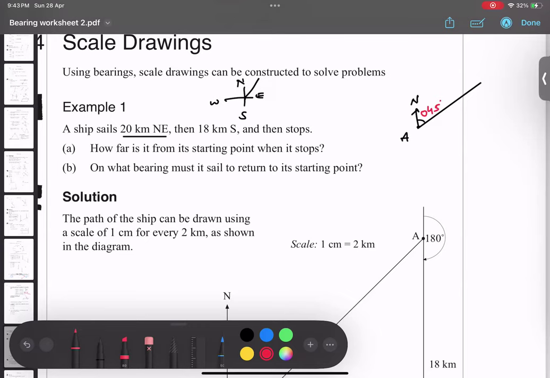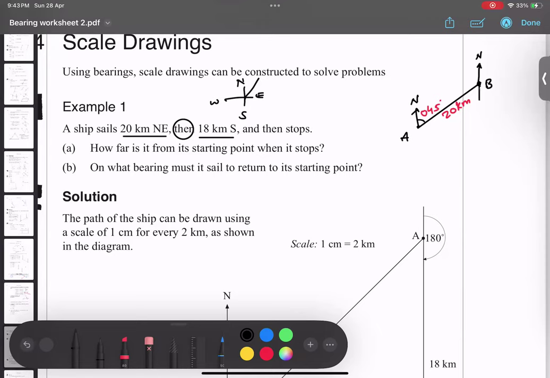Now, the distance which we have covered is 20 kilometers. So make sure you write that. Now, what has happened then? 18 kilometers south. Now, from this point, point B, again, north is at the top. North will always remain at the top. South means down. I'm coming down. And how much? 18 kilometers.